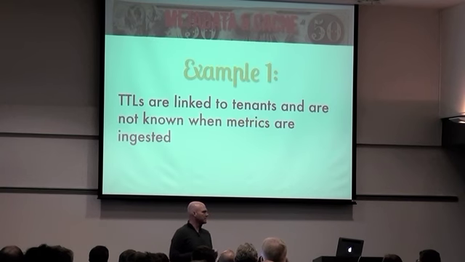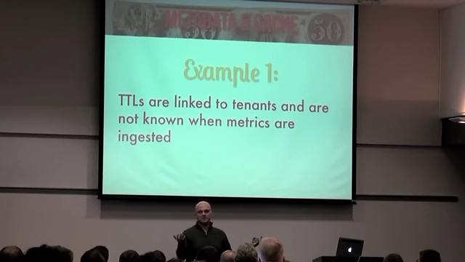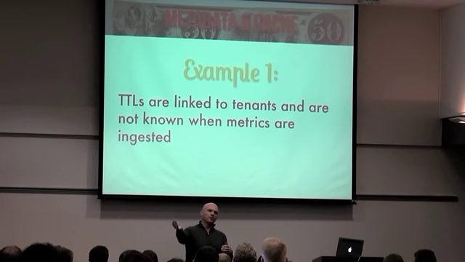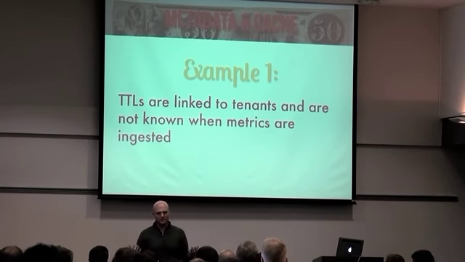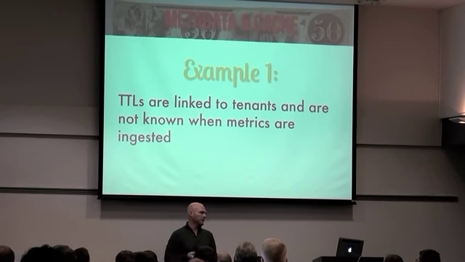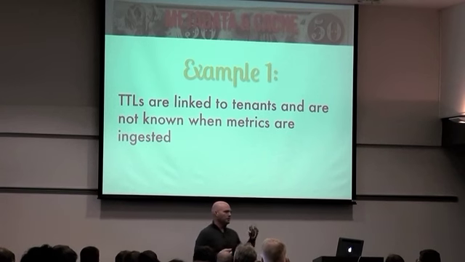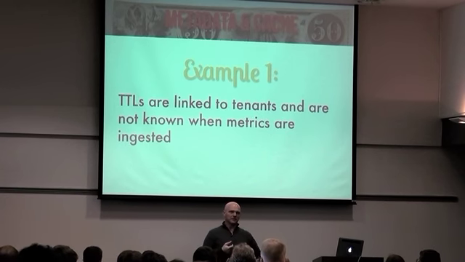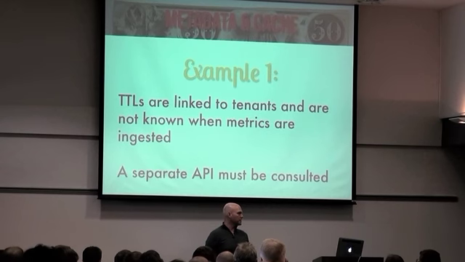The first example of one is that TTLs are linked to tenants. Well, this is specific to our system. When metrics come into the system, we don't know what the tenant's TTL is. We have to consult a different API. And so we use a cache to keep that around so that we're not constantly hitting this external API to get that data. You can use the same kind of things on your own. For the external API requests, we've created some abstractions there to make these kinds of things pretty simple.